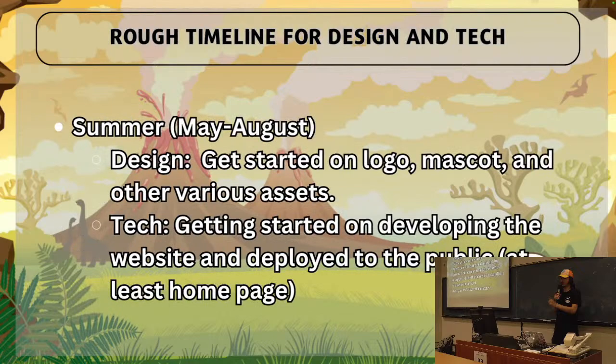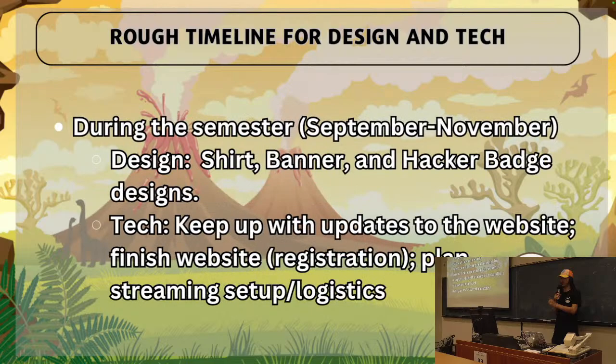So just a rough timeline for design and tech. Throughout the summer, May through August mainly, design is going to get started on the logo, mascot, and other various assets, so we have things to post on Instagram and social media, and things to put on the website for our tech team. And then tech is going to get started on developing the website and getting it deployed to the public. At the minimum, a homepage so that people can see the dates and some very basic info. It doesn't need to be anything too extravagant.